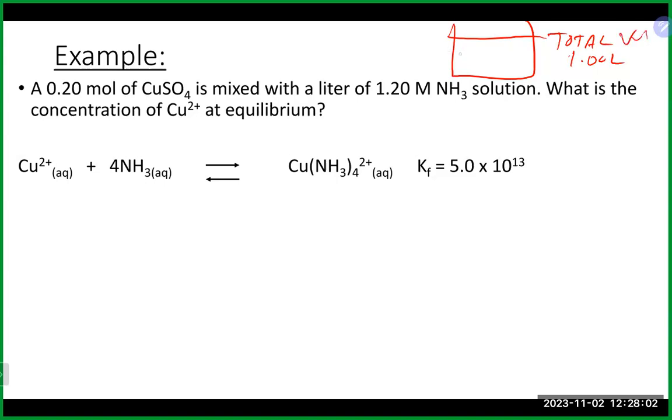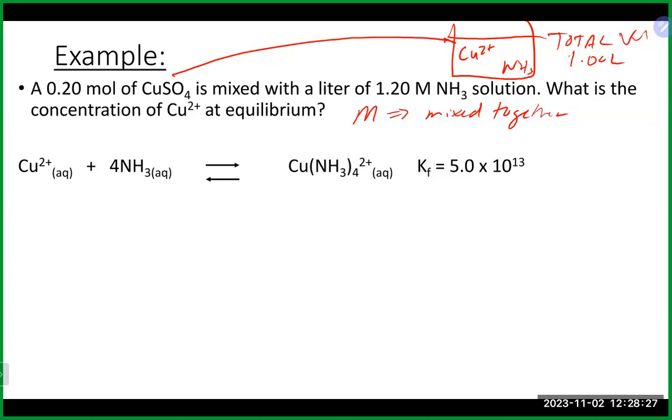We're going to toss in some copper 2 that's going to come from our copper 2 sulfate. We also have some ammonia floating around. So we're going to do this table in terms of molarity, the molarity of everybody mixed together.